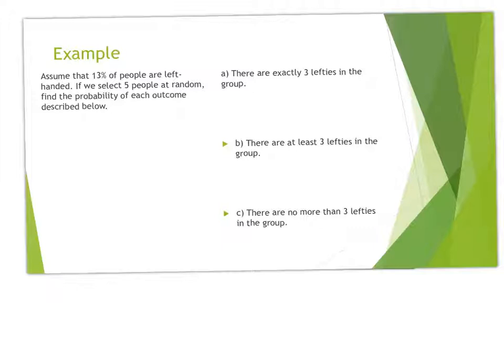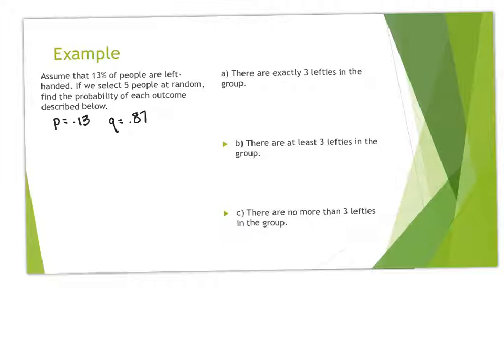So let's look at this example. Assume that 13% of the people are left-handed. If we select 5 people at random, find the probability of each outcome described below. So again, let's verify that this is binomial. The first thing we're going to do is look at, do we have a probability of success? In this case, our probability of success P is 0.13. Those are left-handed. Q is equal to 1 minus P, or 0.87, which represents right-handed people, basically.